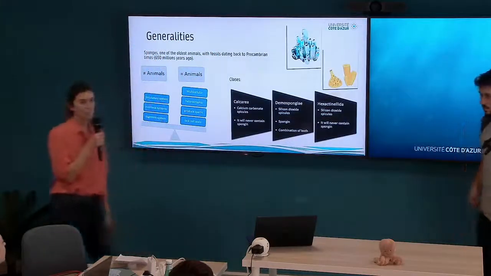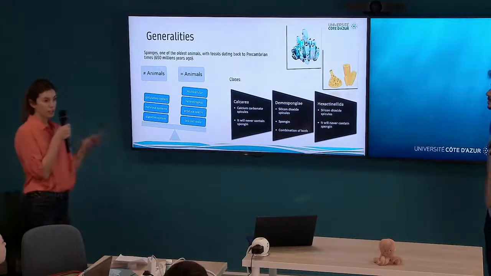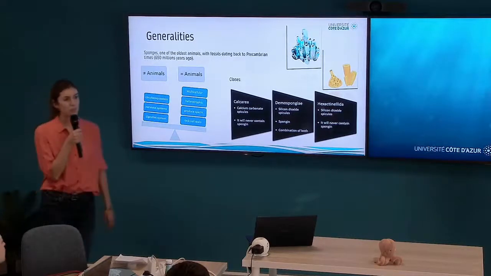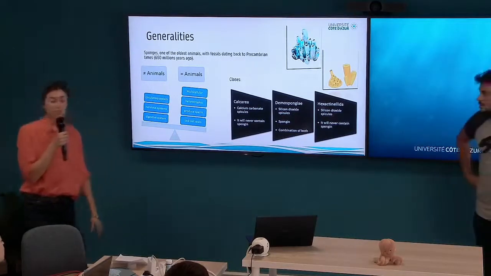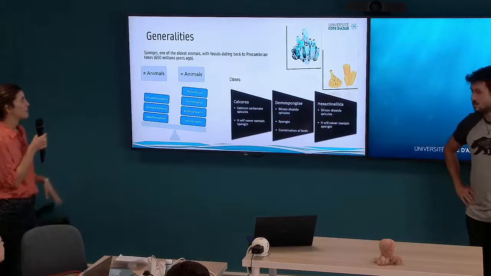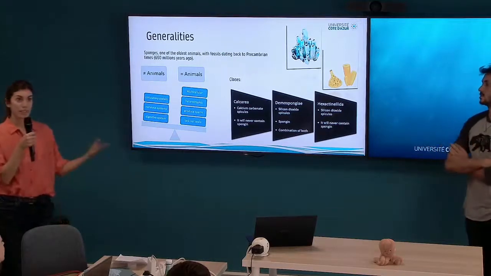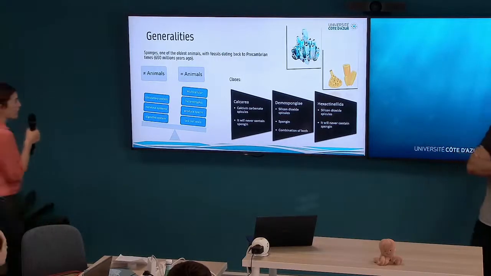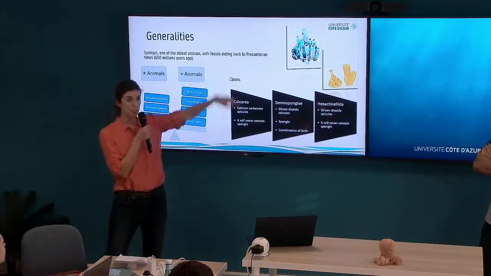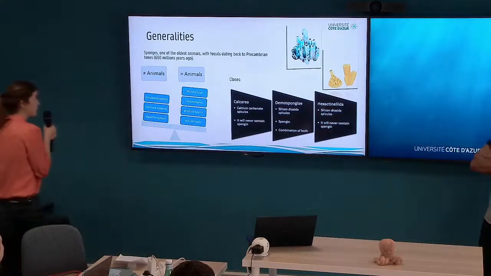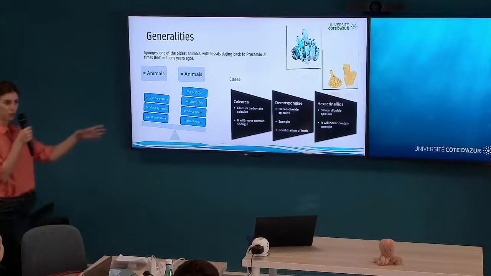So the sponges, they're aquatic organisms, and even though many people confuse them with plants, they are, in fact, one of the eldest animals of the animal kingdom. And there are some fossils dating back to the Precambrian times. So this is around 650 million years ago.